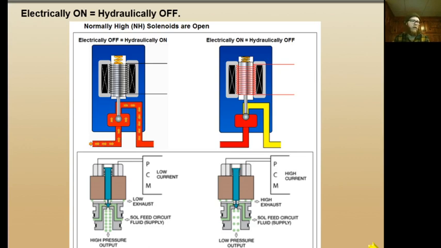When no current flows through it, the solenoid is allowed to open, and when we push current flow into it, it pushes up against its own spring, and fluid pressure actually closes that valve. Now, I've never had anyone give me a great explanation for why they would choose the difference between a normally low and a normally high solenoid.